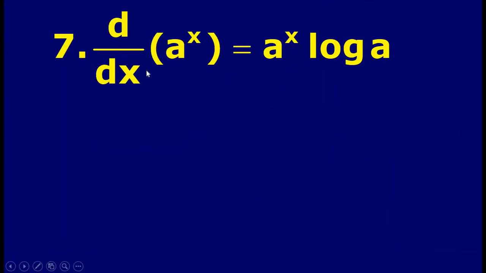So next formula is d by dx of a power x. It is a power x into log a. Now here a is constant, x is variable. So base is constant and power is variable. So when we get like that, d by dx of a power x is a power x into log a. Suppose if we consider 2 power x, 3 power x, 5 power x or e power x, all this, it is e power x into log e, or it is 2 power x means 2 power x into log 2, like that. But we know that log e base is always equal to 1.